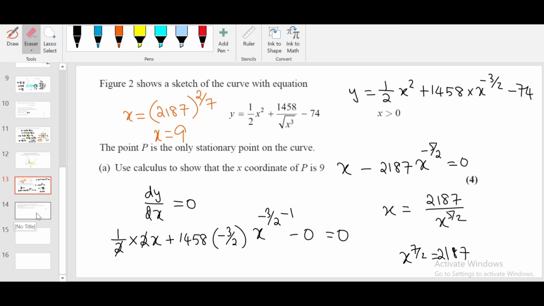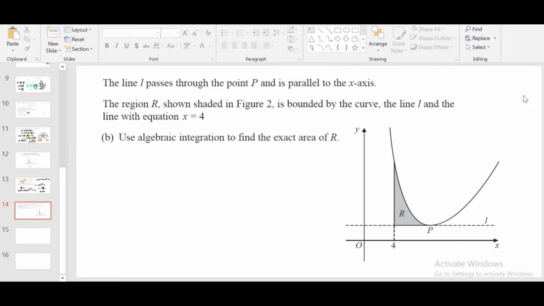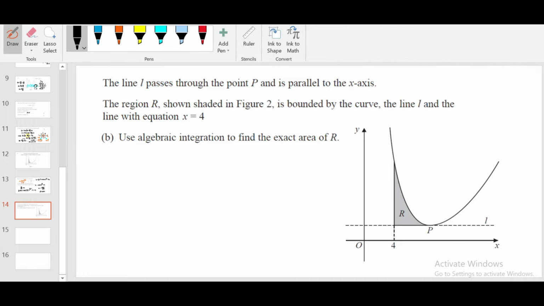Let's move on to part B of the question. Part B is a 5-mark question, okay? The line L passes through, I'm going to put the figure here maybe. Okay, here is the figure. The line L passes through point P. We don't know the equation of the line. All we know is the x coordinate of P is 9.